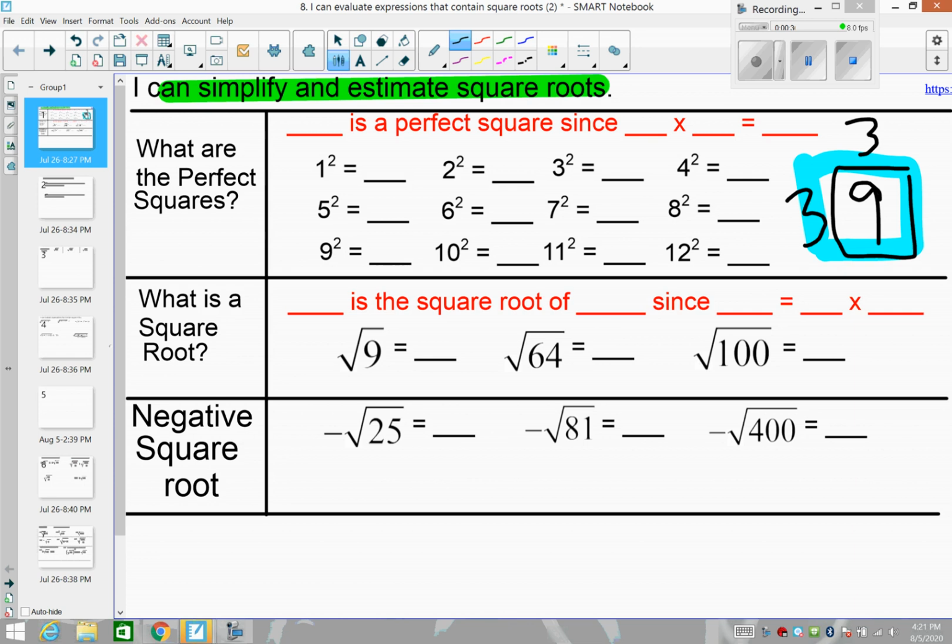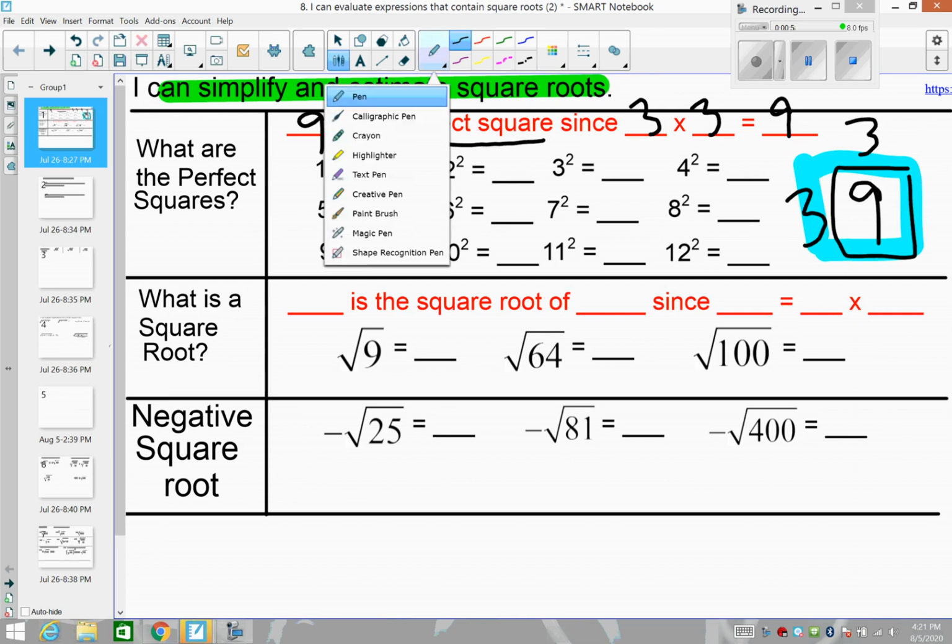So which squares are perfect? Well, let's use that example. 9 is a perfect square, since 3 times 3 is 9. So since the sides are exactly the same, that's what's special about a square, then 9 is what's known as a perfect square.